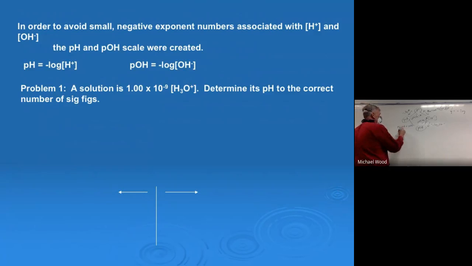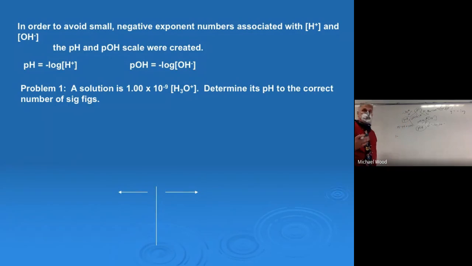So we really have 4 things here. We have OH, H plus, pH, and POH, and how they're connected. Okay, so we're told a solution is 1 times 10 to the negative 9th H3O, which again, H3O and H plus are interchangeable. We're trying to find the pH. So we're just going to go from here to here.